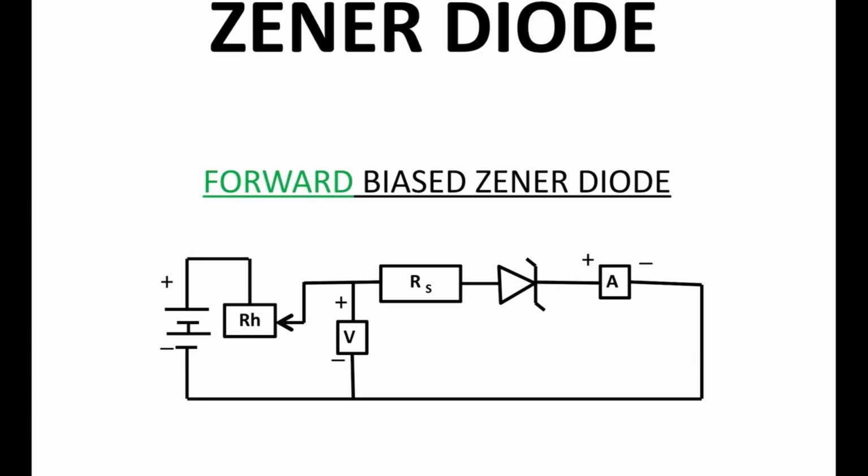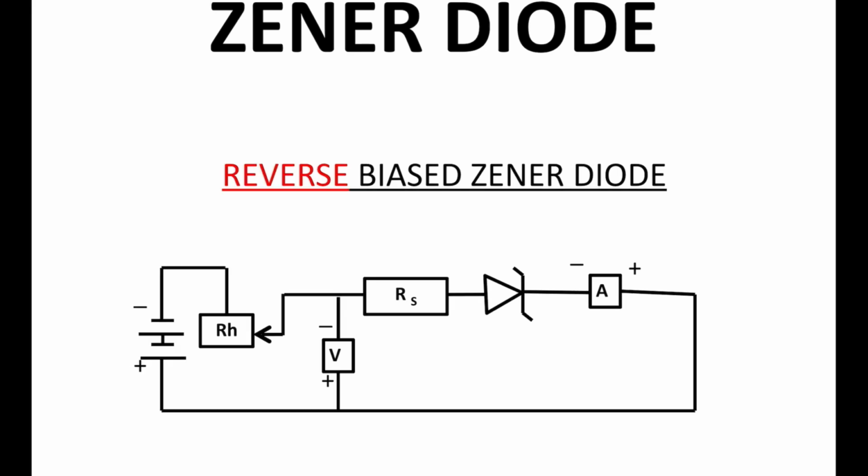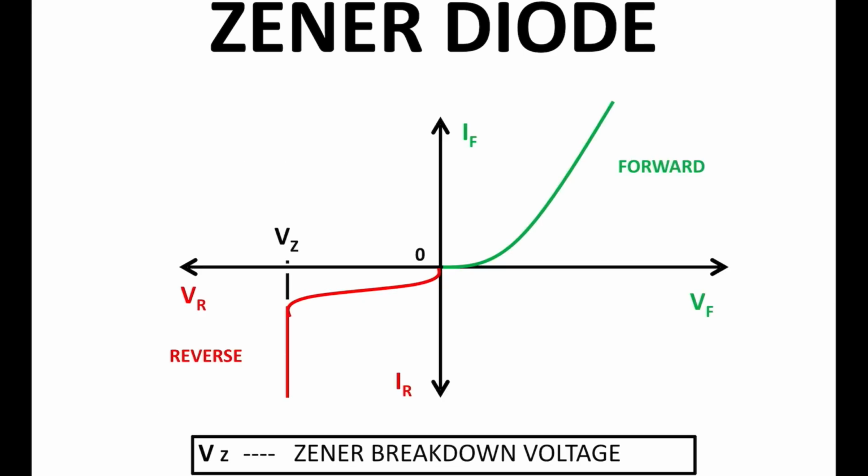This is the required circuit diagram for plotting volt ampere characteristic curve when ZENER diode is forward biased. This is the required circuit diagram for plotting volt ampere characteristic curve when ZENER diode is reverse biased. The reverse bias voltage at which current through ZENER diode increases very sharply without any increase in voltage is called ZENER breakdown voltage, represented by capital V with the subscript Z.